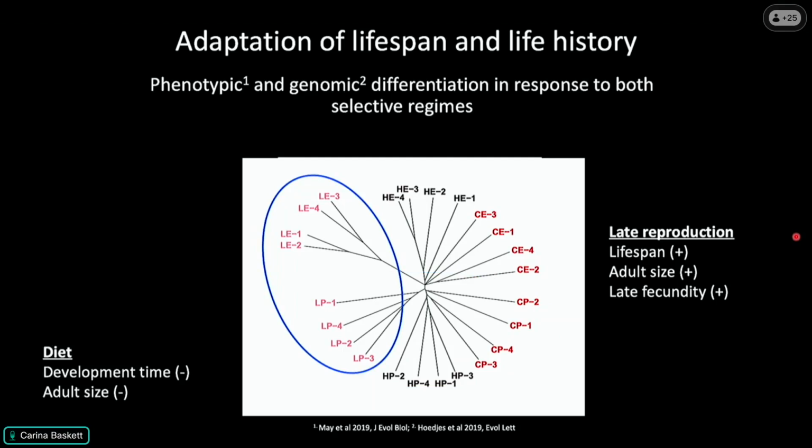Then we also see effects of diet, especially of the poor diet. So the control and the high diet regimes didn't differ so much from each other. And this regime had especially effects on development time and adult size.